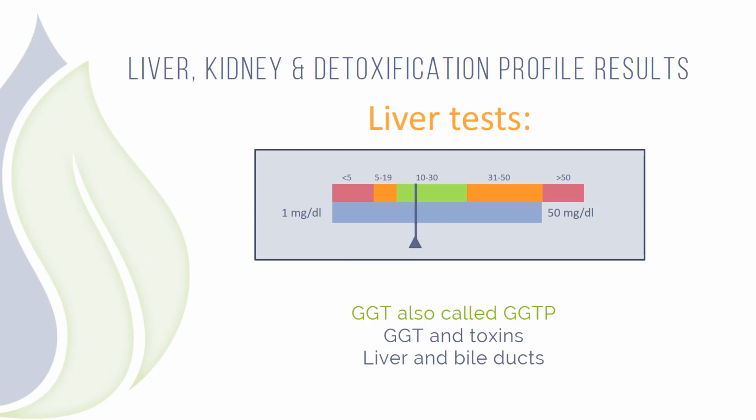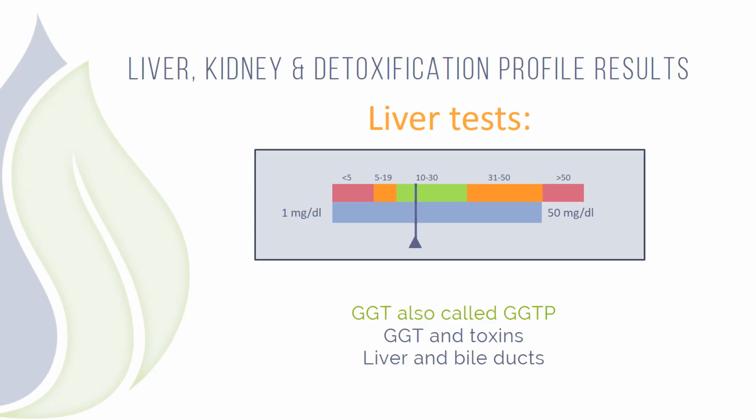GGT, which is also sometimes called GGTP, is an enzyme that is found in the liver cells, but it's also found in the bile ducts that lead from the liver to the gallbladder down to the bowel. The normal reference lab range for GGT is 1 milligram per deciliter on the low end and 50 milligrams per deciliter on the high end. DestinyWell sets an optimal range of 10 to 30, mildly elevated 31 to 50, abnormal greater than 50, mildly low 5 to 19, and clinically low or concerningly low less than 5.